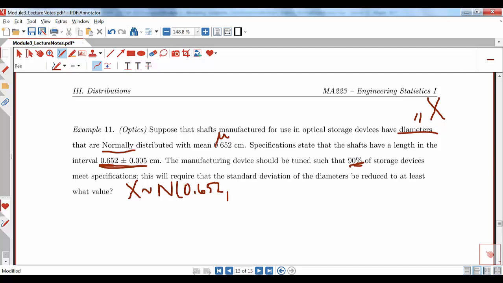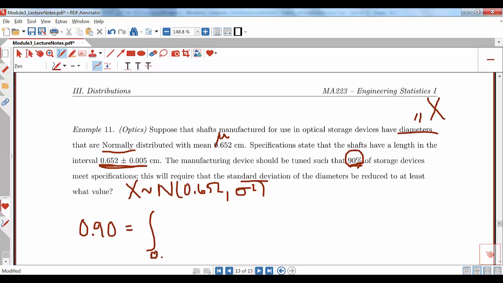And the thing I'm looking for then is what standard deviation do these diameters need to have such that 90% will fit between these two values. Right now I don't know what the standard deviation is, so I'll put sigma squared there for the variance. This is just working with a normal curve again, and I'm not going to find the value in Maple. If I set it up, that should be good. I want the area between these two values to be 0.9.